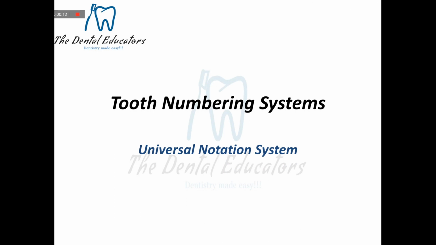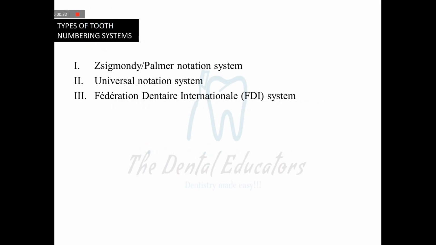In the previous lecture on the tooth numbering system, we discussed the basic introduction to the tooth numbering systems which are being used, and in particular the first type of tooth numbering system, which was the permutation system. In today's lecture, we will be discussing the second type of tooth numbering system, which is referred to as the universal notation system.